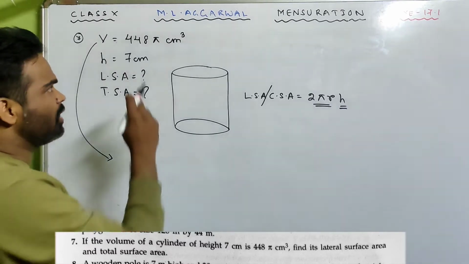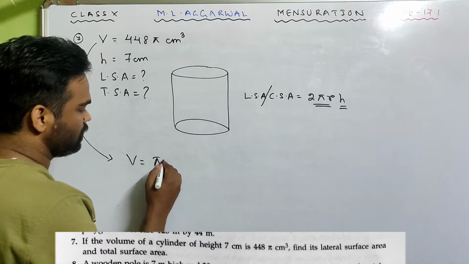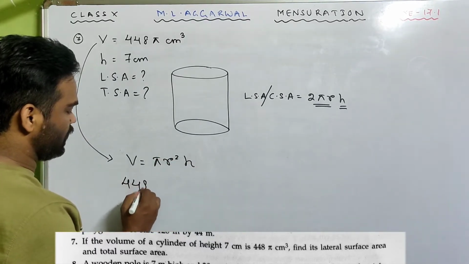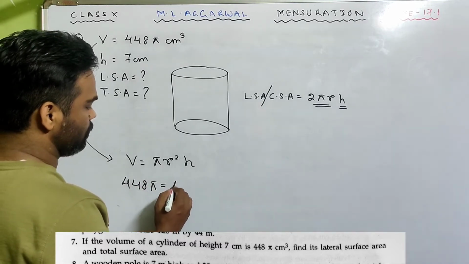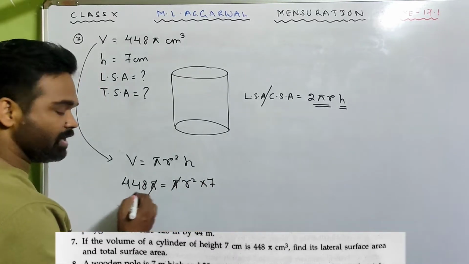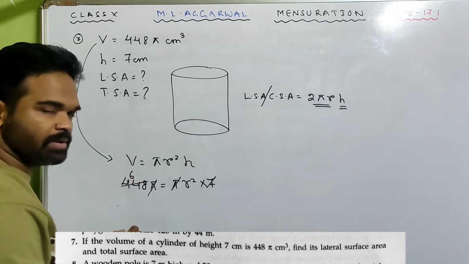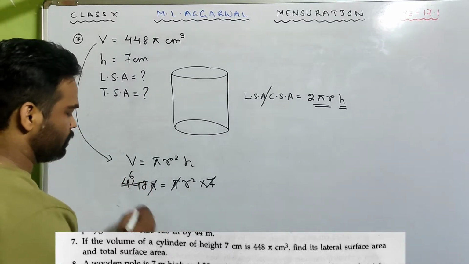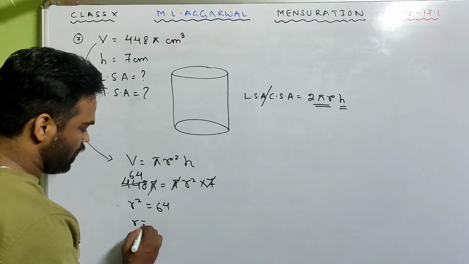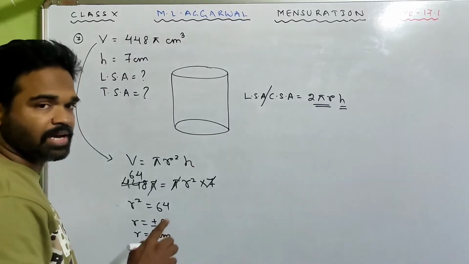Height is given to us. With the help of volume and height, we'll find the radius. See, volume equals pi r square h. Just substitute the value. 448 pi is equal to pi r square into h, h is 7. Pi cancels out. 7 6 times 42, then 28, 4 times. Which means r square is 64. So r will be plus minus 8. We'll take positive because radius cannot be negative.